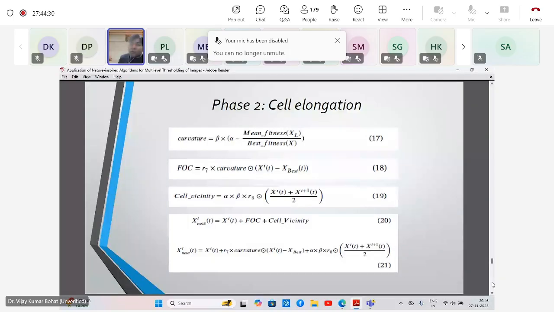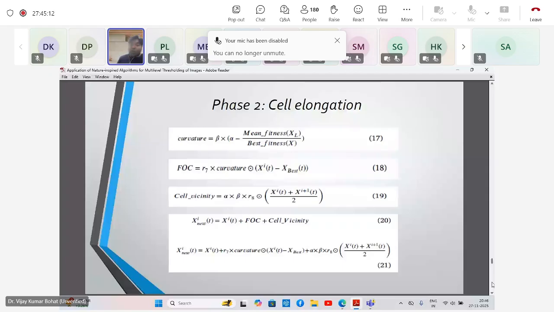Okay. So with the help of equations 17, 18, and 19, we have three values: curvature, which is utilized in FOC, factor of curvature, and then cell vicinity. So factor of curvature plus cell vicinity plus its current position. If we add them, it becomes a new position. So in equation 20, we put the values of FOC and cell vicinity, it becomes equation 21. Okay. Equation 21 is not any different equation. Basically, equation 18 has been put in equation 20 and equation 19 has been expanded in equation 21. So we also get a new position of every solution via the cell elongation phase.